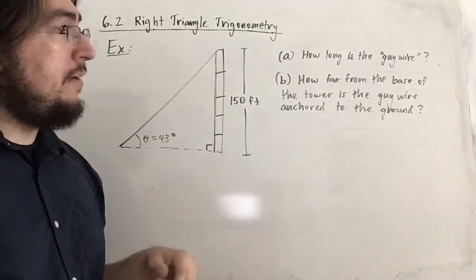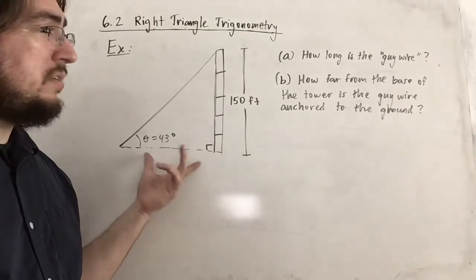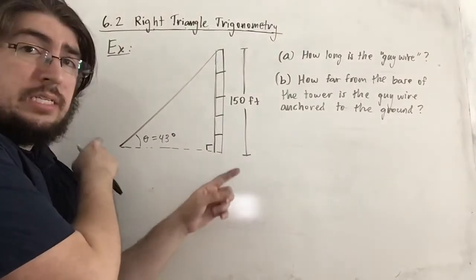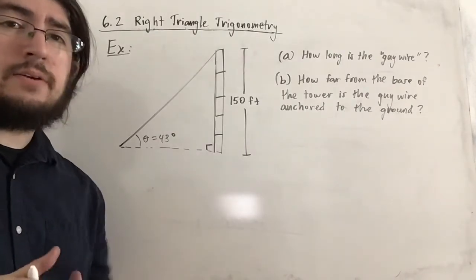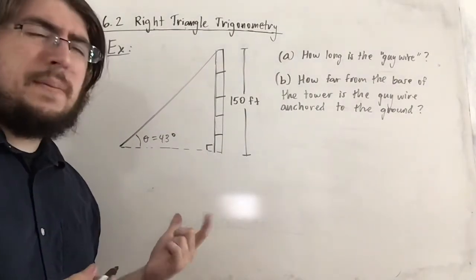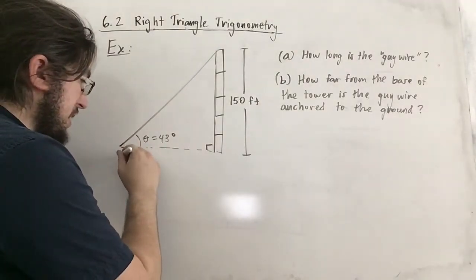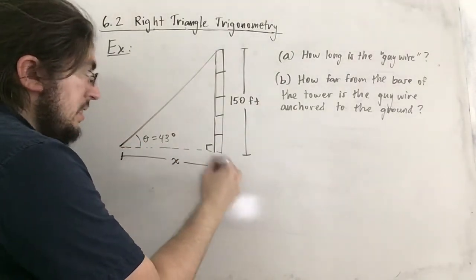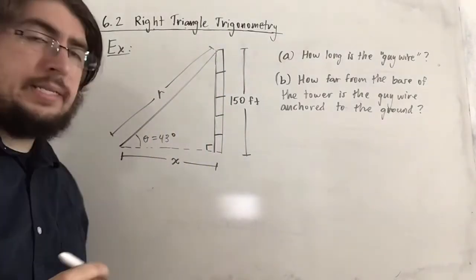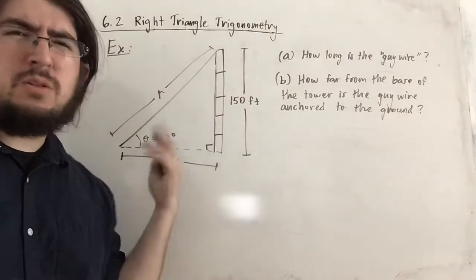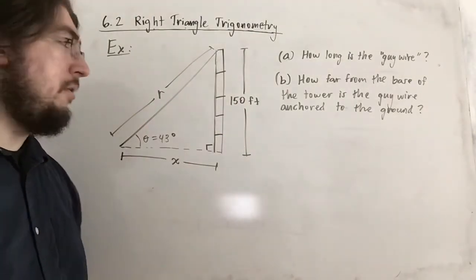So part A here asks us to find the length of the guy wire, and part B asks us to find this distance here, the distance from the base of the tower to where the guy wire is anchored to the ground. So it wouldn't be a bad idea here to label these things. Let me call this distance, I guess, x, and this distance r, kind of like our usual notations, usual labelings. And of course, here we have a unit feet, so they'll both be in feet then. So just kind of worry about the number for right now, and then we're good to go.